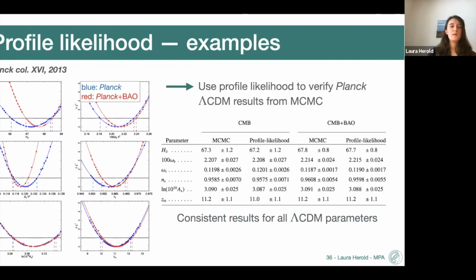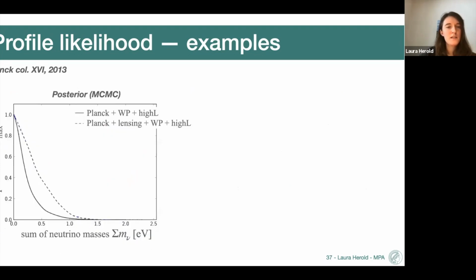And one example where the profile likelihood was used to verify the MCMC results is in this Planck collaboration 2013 paper, where they ran a profile likelihood analysis for all the lambda CDM parameters in order to verify the MCMC result. And for every lambda CDM parameter, they found perfectly consistent results between MCMC and profile likelihood. And they found one interesting observation. It doesn't change the numerics, but it helps in understanding where the constraints are coming from.